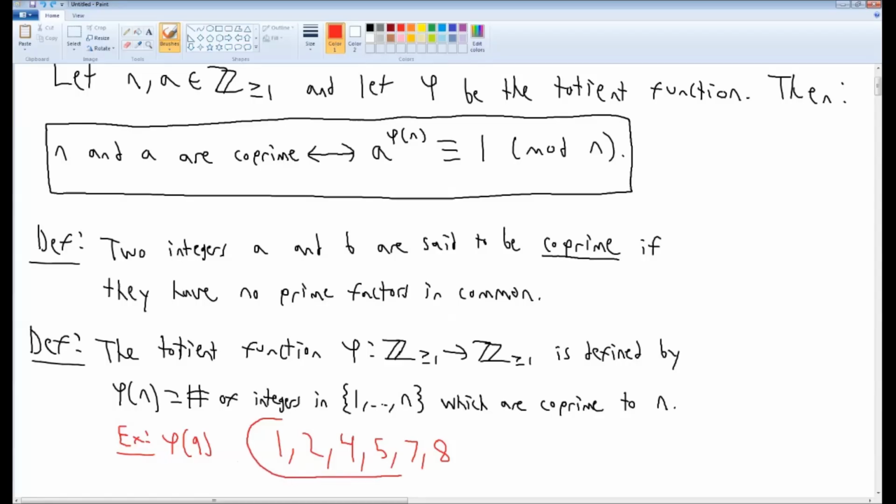So here are the numbers which are coprime to 9. And so therefore, phi of 9 is just how many of these there are. It looks like there's 6 of them. So phi of 9 is going to be 6.